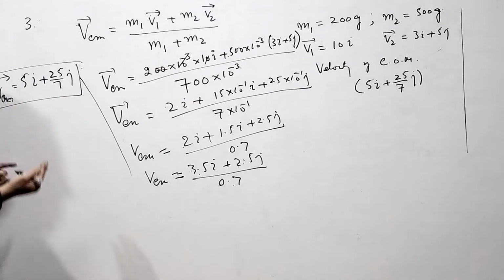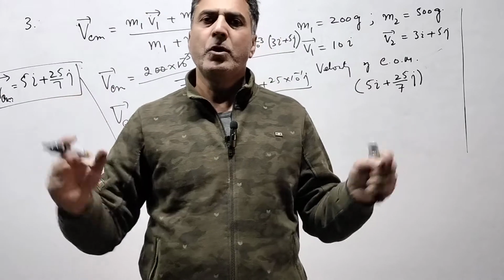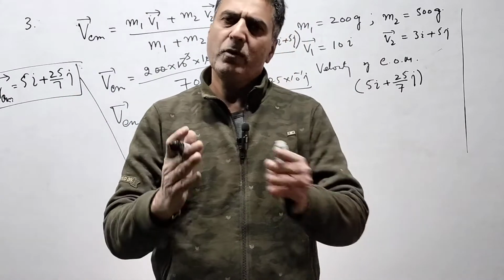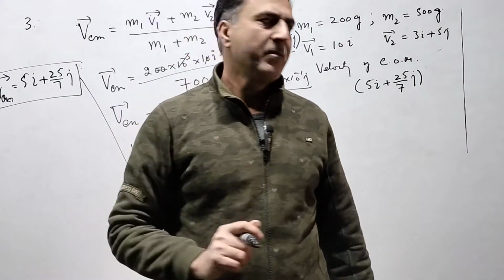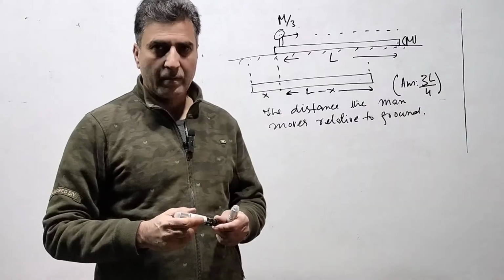So once you have a vector in terms of components, you can immediately find its magnitude and you can immediately find its direction. Right? Now, this was the third problem. Let me go to the fourth problem.